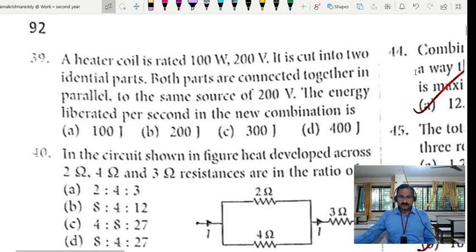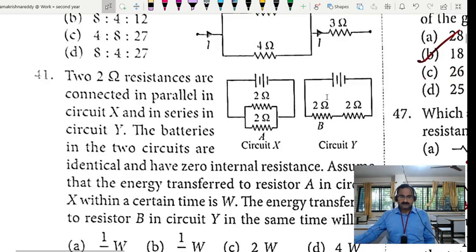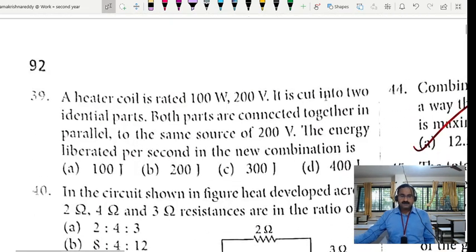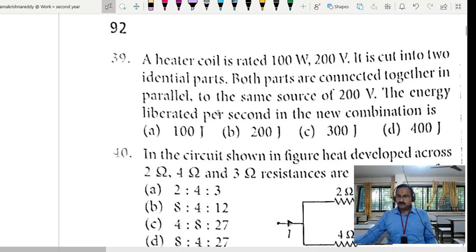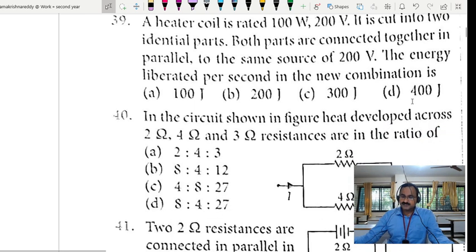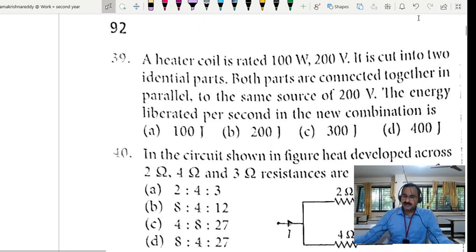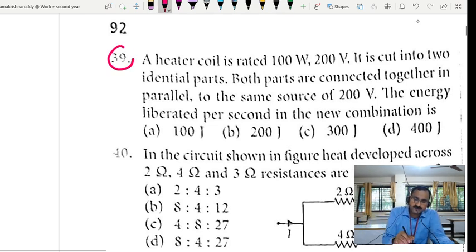Right, remaining 39th problem. You see that one. A heater coil is rated 100 watt, 200 volt, is cut into two identical parts. Both are connected together in parallel to the same source, 200 volt. The energy liberated per second in the new combination. 39th problem we are discussing.